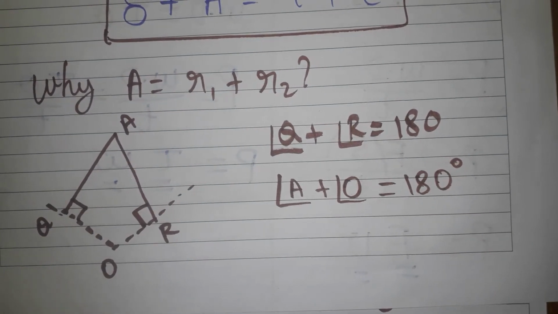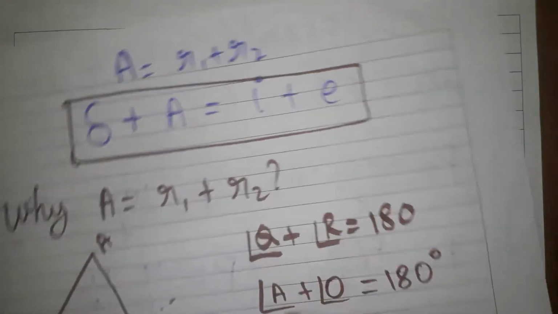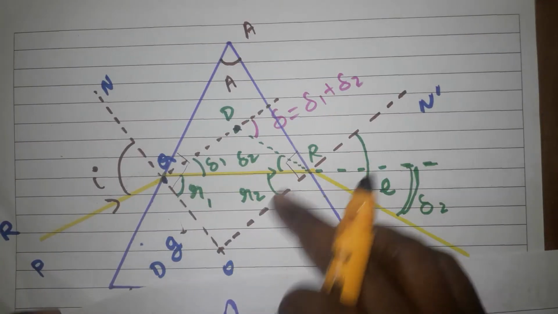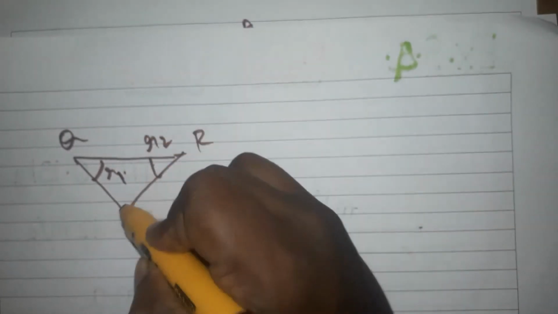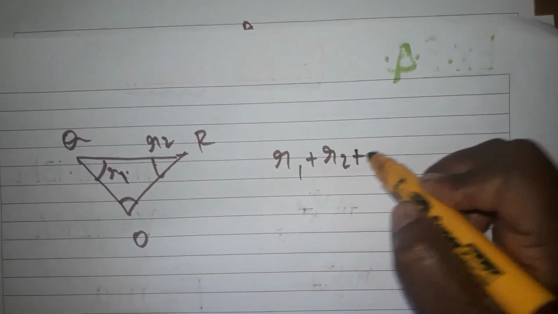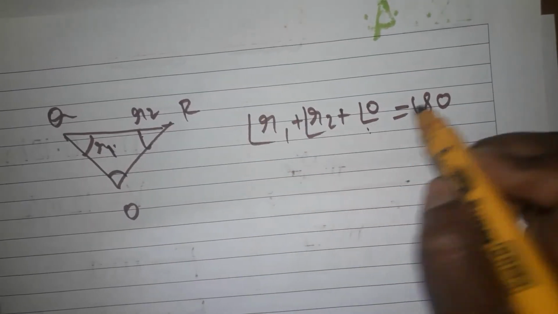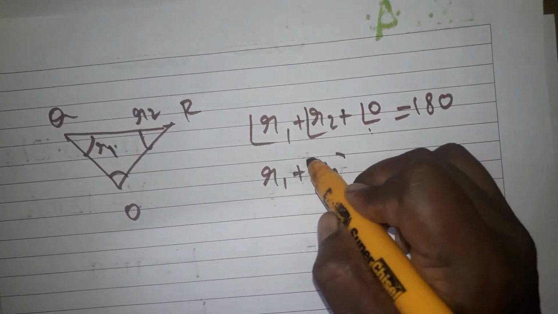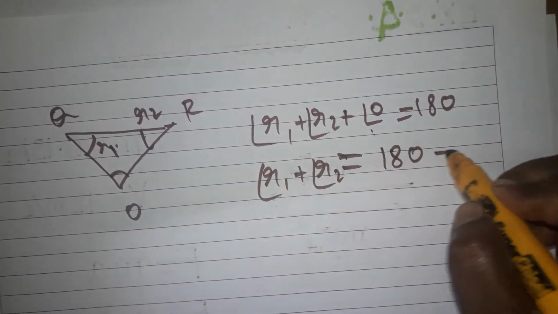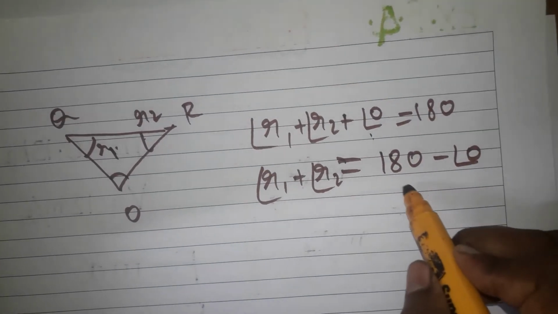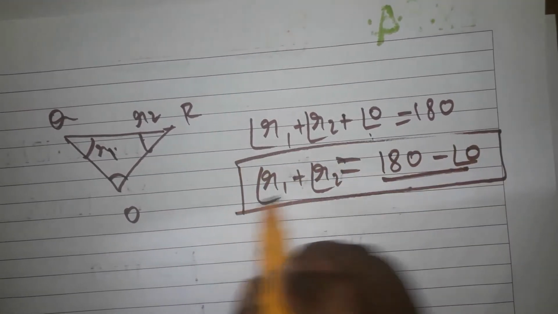Next step, what I am going to do is take a triangle. See here, the triangle QRO that I have taken, I will show you. It will be like this, QRO, the triangle. This is R1 and this is R2 and this angle I don't know. The angles of a triangle add up to 180 degree, so R1 plus R2 plus angle O is equal to 180 degree. So R1 plus R2 is equal to 180 minus angle O. This I will take as equation 2.